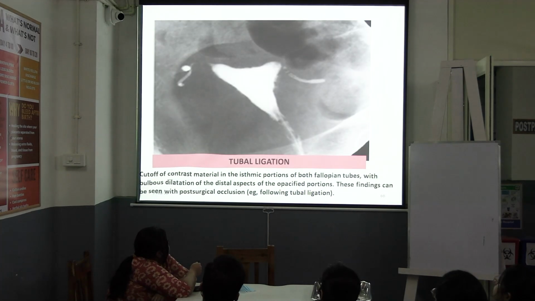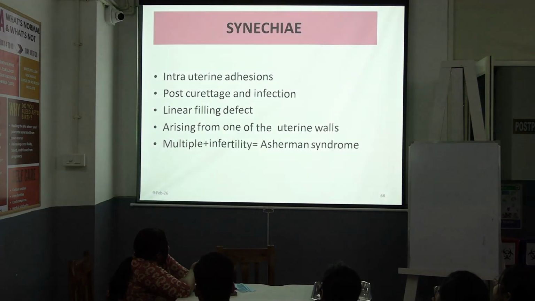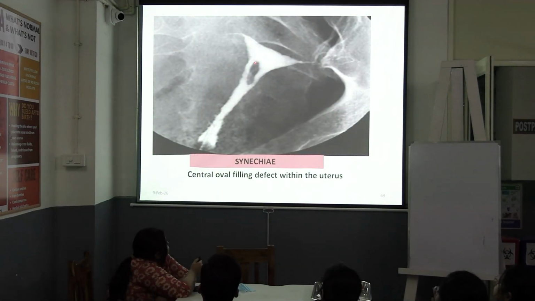Polyp, hydrosalpinx again. So see, tubal ligation. See, this is uterine synechiae formation. This is a very characteristic central filling defect. This is a very characteristic picture of a uterine synechiae.